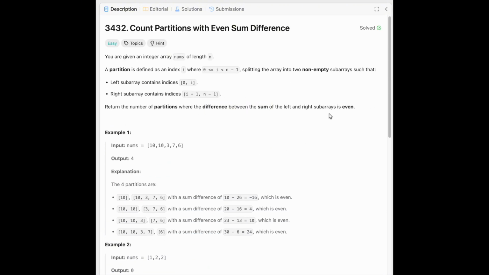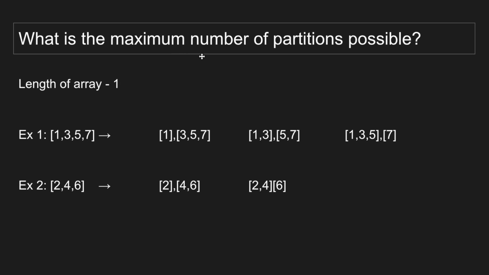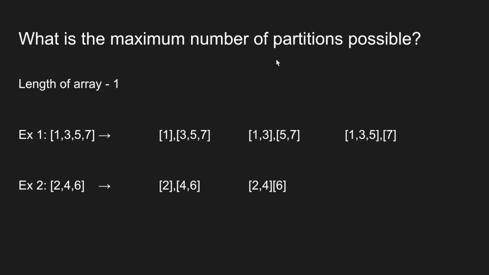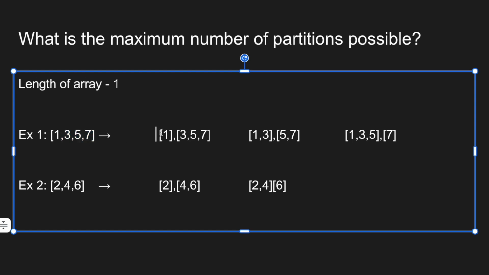So now that we have seen some examples, let's get to how we can solve this problem. To solve this problem, we should ask ourselves, what is the maximum number of partitions possible, regardless of whether the difference of the two sums is even or not, and it will be the length of the array minus 1. So I can show you guys some examples. Let's say the length is 4. We can partition one way, two way, and three way. So it'll be 4 minus 1, which is 3.